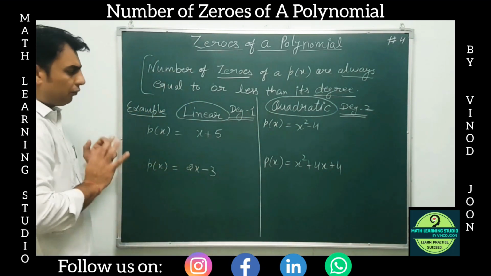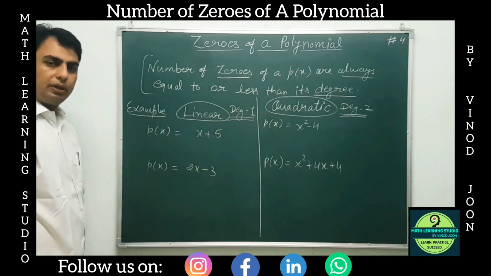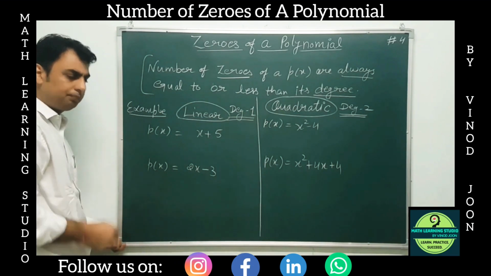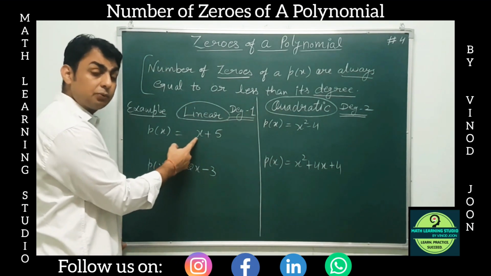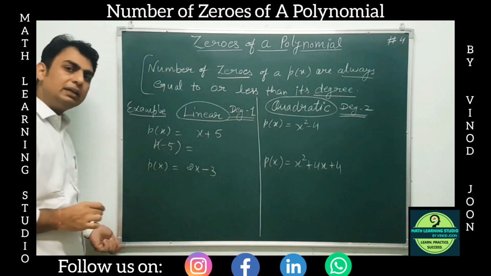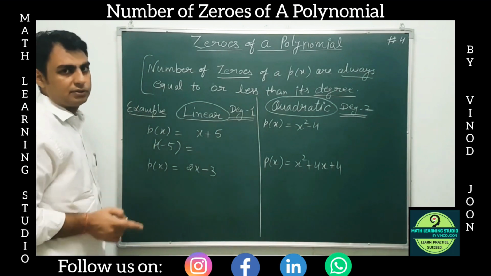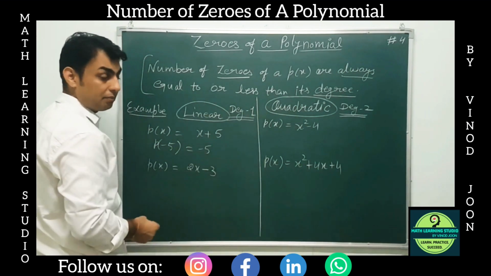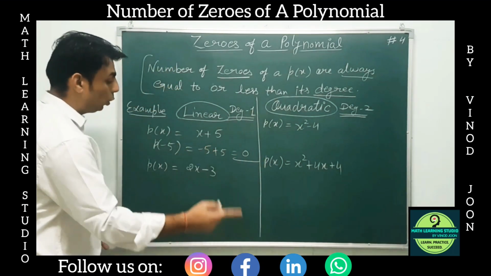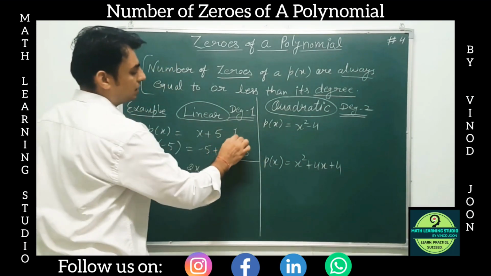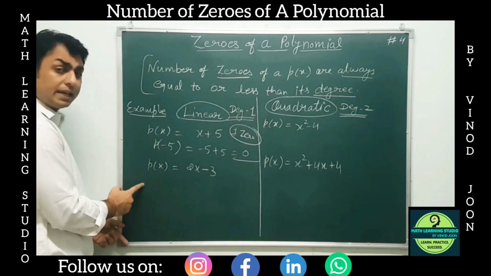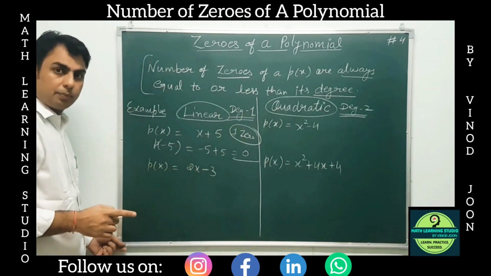Okay, so first I have taken the linear polynomials. We know that degree is 1 and the first polynomial is x plus 5, similar to the previous one. So what value of x will make this polynomial 0? Yes, very simple. When we put x as minus 5, then only this becomes 0, because p of minus 5 means minus 5 plus 5 equals 0. And no other value can make it. So it has just 1 zero.